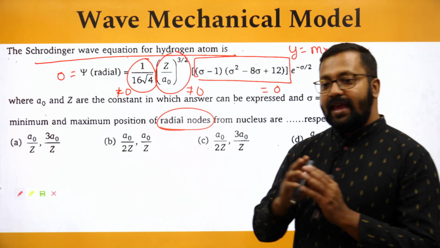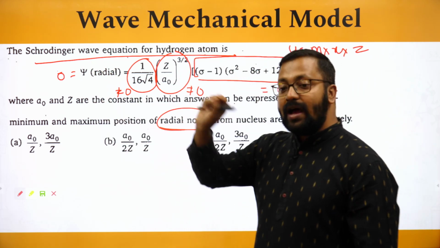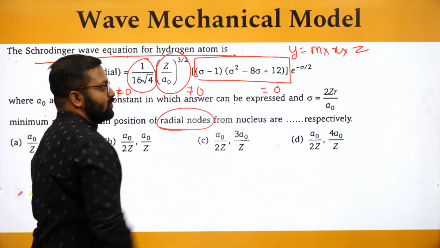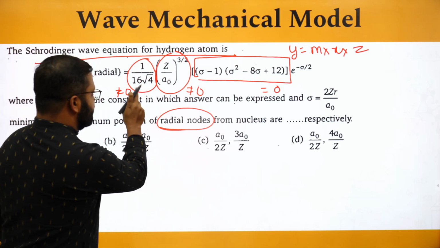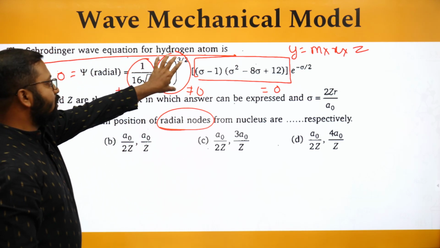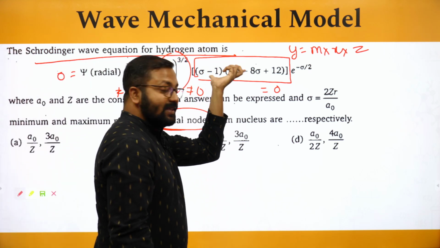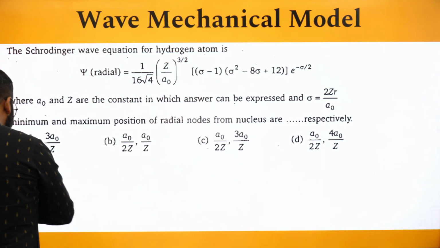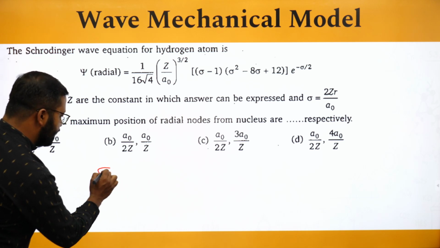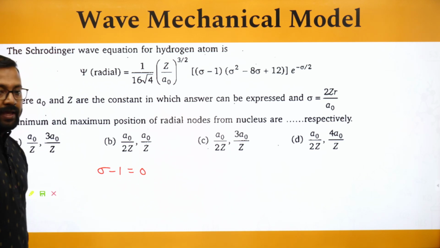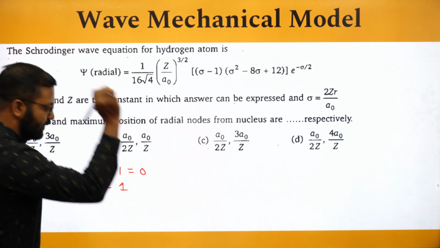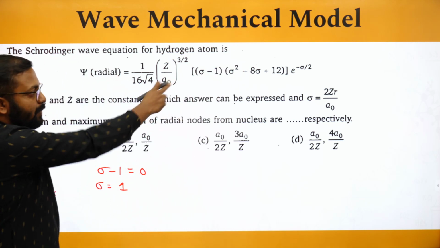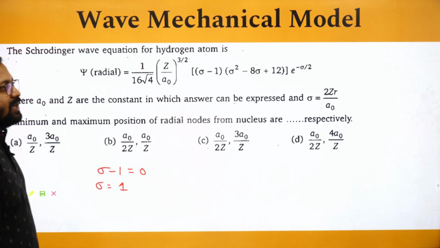So my objective is, if I make this 0, because I have to identify the position of the radial node, then one of these three parts of the equation has to be 0. This is a number, the number cannot be 0. This is a constant, this cannot be 0. But this can be equal to 0. So if I apply the same concept and proceed further, I can say that if sigma minus 1 is equal to 0, then sigma is equal to 1. There are two parts within this equation.